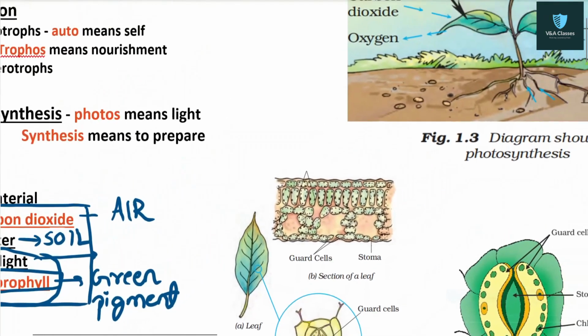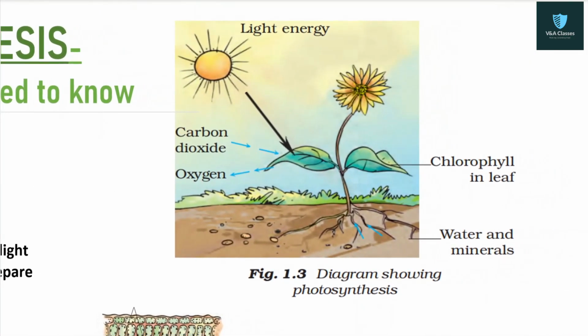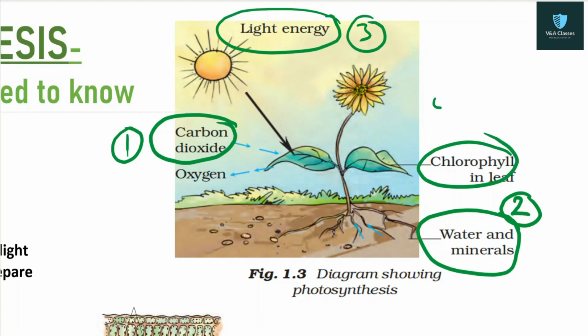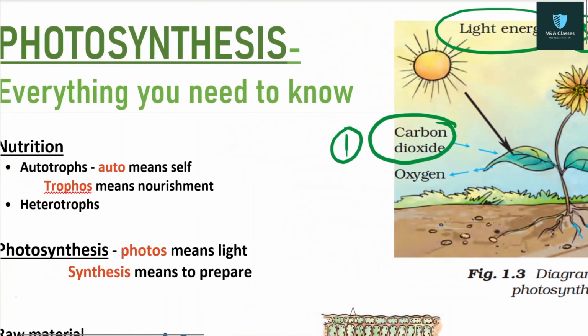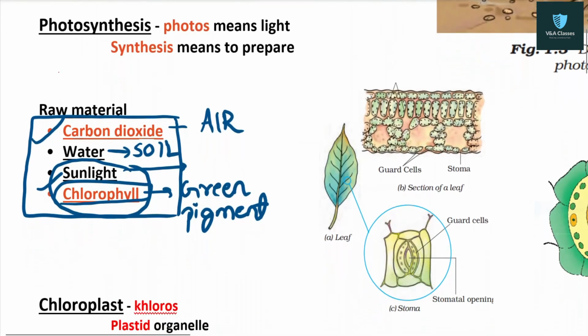So let's see this diagram. Here it is very clearly depicted all the raw materials which are needed. First one is carbon dioxide, second one is water and minerals, third one is light energy, and fourth one is chlorophyll. So these are the principal four raw materials which a plant will require in order to carry out photosynthesis. Now let's look at these raw materials one by one. So first we will start with carbon dioxide.